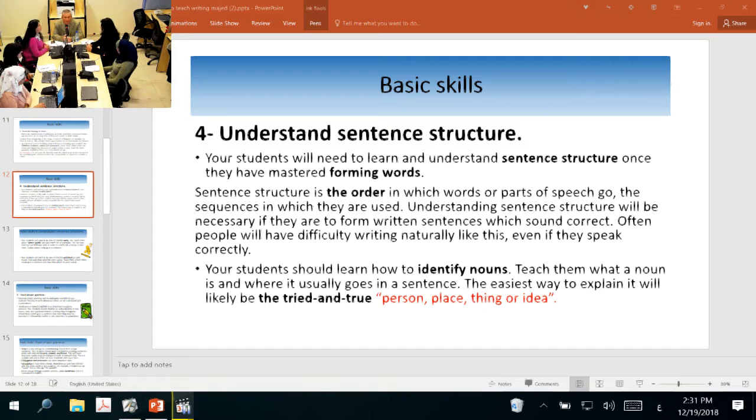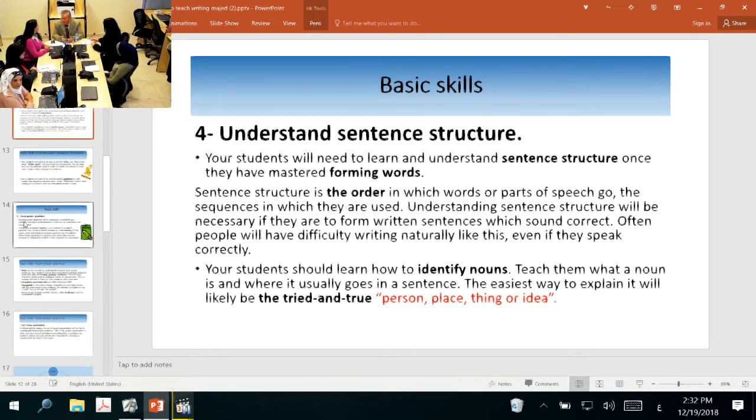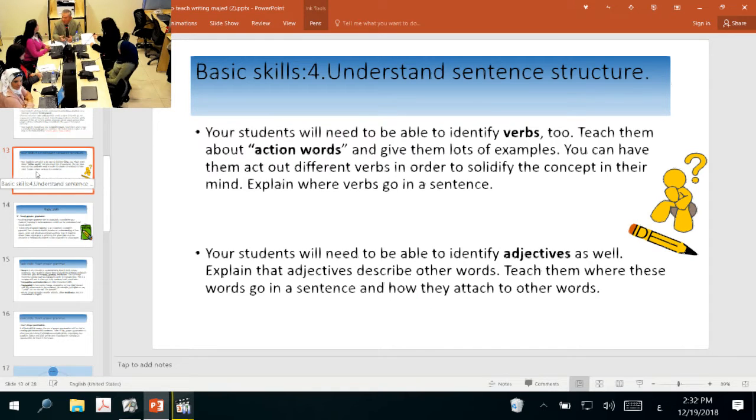So your students should learn how to identify nouns. Teach them what a noun is and where it usually goes in a sentence. The easiest way to explain it will likely be the tried and true person, place, things, or ideas. So after we have taught the children the shapes, the letters, the sonics, the sounds, we came to forming words. Now we move to the structure.